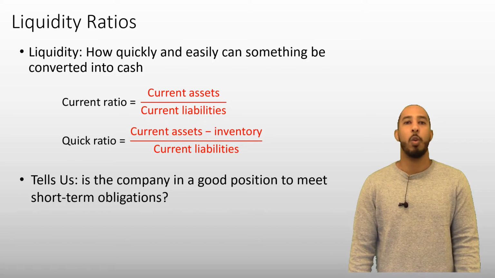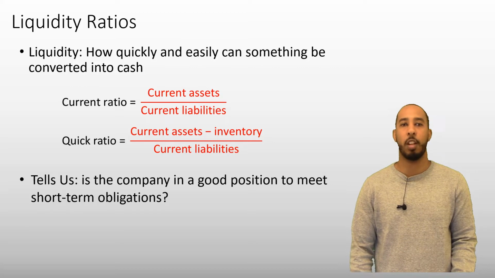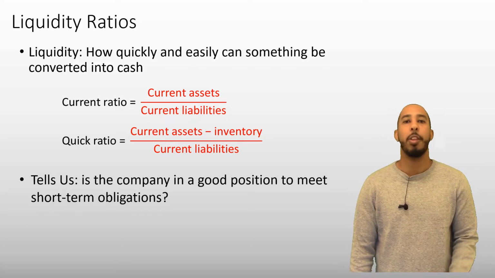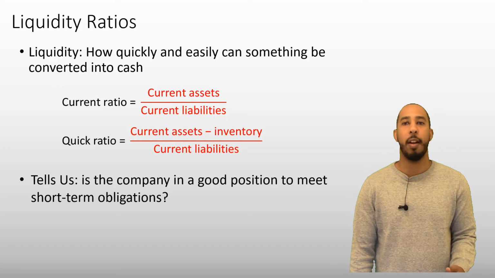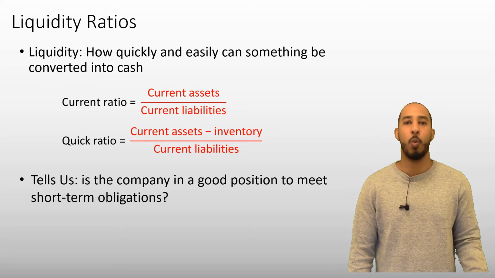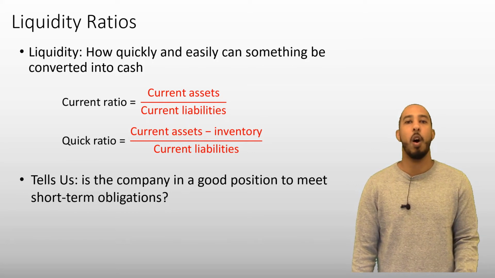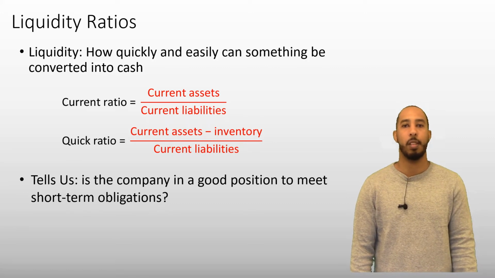Related to the current ratio is the quick ratio. The quick ratio is just a more stringent version of the current ratio. We still have current liabilities in the denominator, but in the numerator, we take out inventory. We remove inventory because even though it's technically a current asset, it's not that liquid. Inventory is inventory for a reason. We haven't been able to sell it. So the quick ratio takes into account only the most liquid of the assets and leaves inventory out.